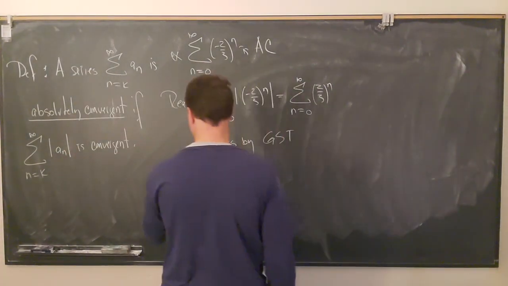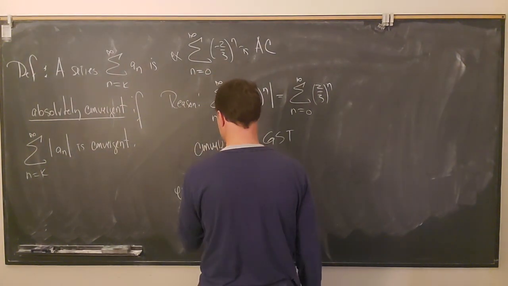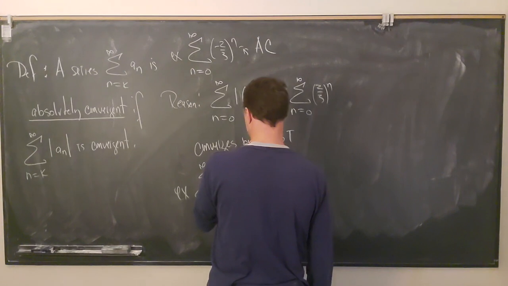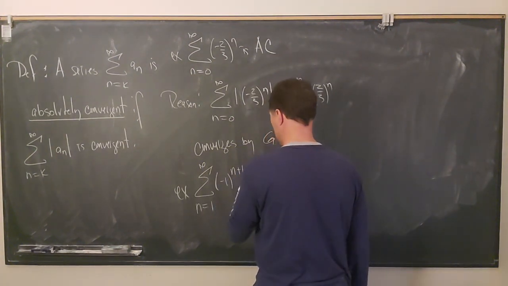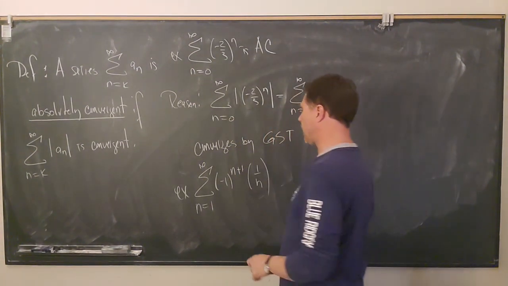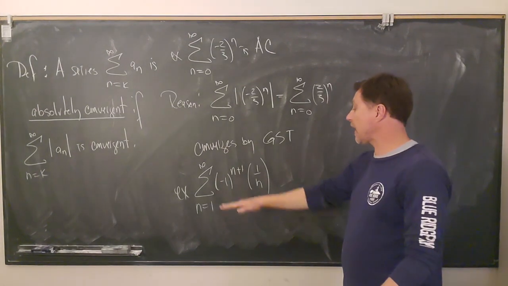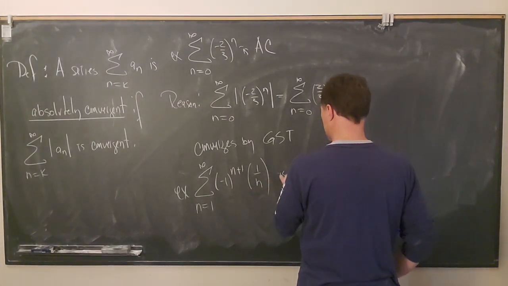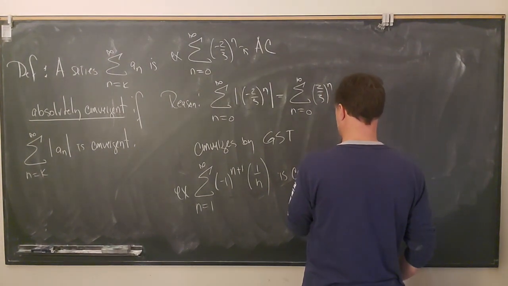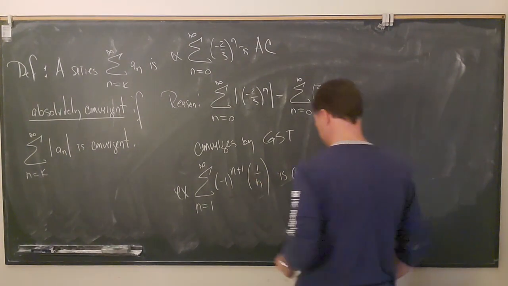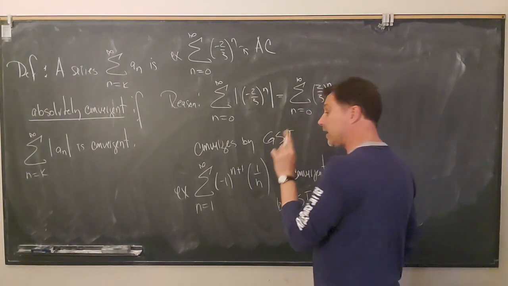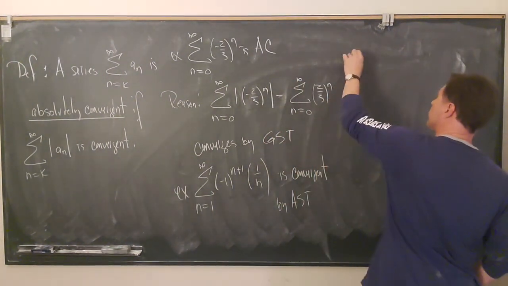Here's another example. So let's look at the sum n equals 1 to infinity minus 1 to the n plus 1 times 1 over n. Now, we showed last time this series right here is convergent. This is a convergent alternating series, so this is convergent by the alternating series test, but it is not absolutely convergent.